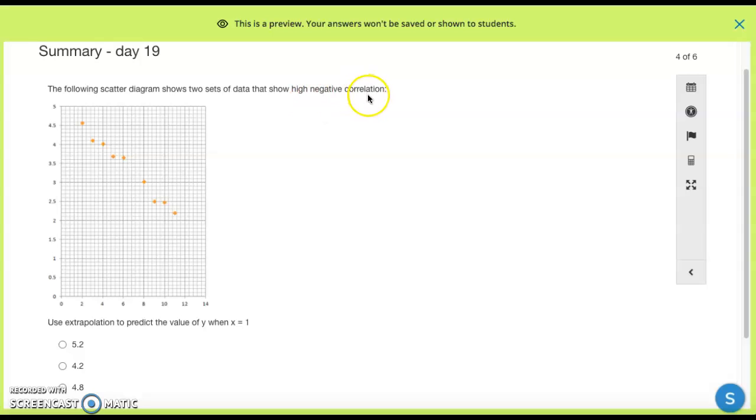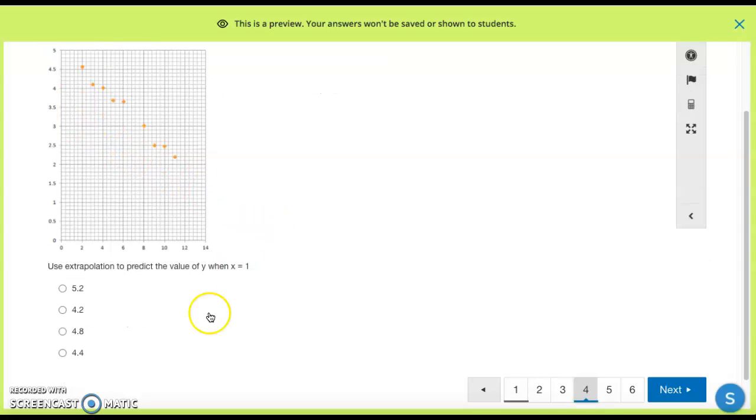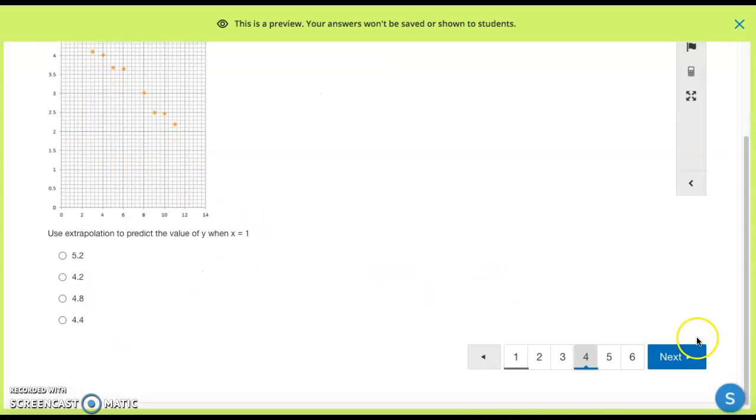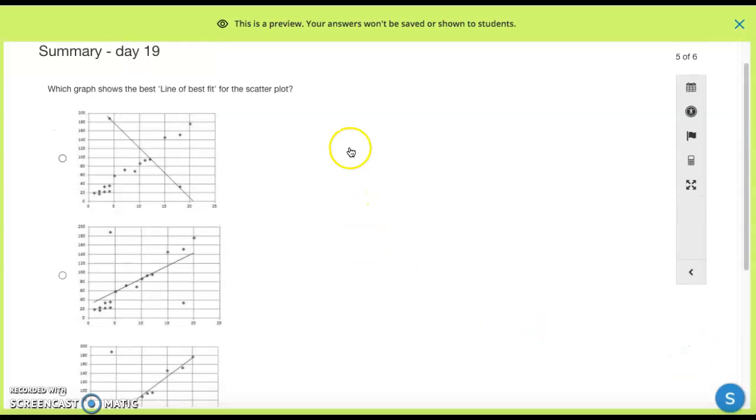All right, 2 sets of data, high negative correlation. Use extrapolation, x equals 1. That's back up here. Between 0 and 2 is 1 right here. Go all the way up. All the way up. Try to figure out where the line would be. Oh, it's up in here somewhere. It's getting close to 5, 4.8 or so, something like that. Yep, you can figure out where you think it is.